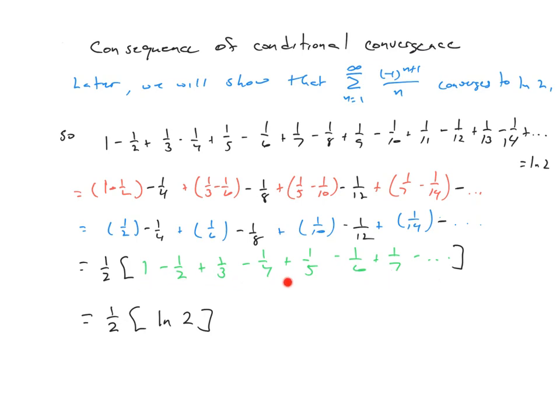Well, this in green is the same as what we had in black up here. And so I know this in green is also equal to the natural log of 2. So this expression here will be 1/2 times the natural log of 2, just by rearranging those. And again, that is a consequence of conditional convergence. Okay? What's it equal to, this or that? The answer is yes, both.